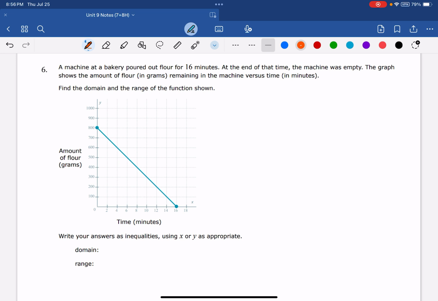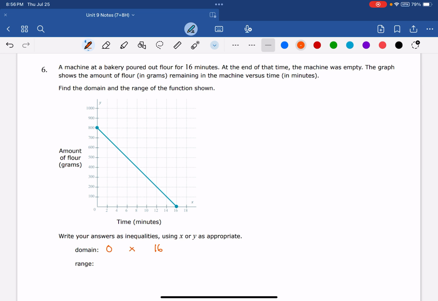All right. A machine at a bakery poured out flour for 16 minutes. At the end of that time, the machine was empty. The graph shows the amount of flour remaining in the machine versus the time. Find the domain and range for the function. All right, so domain is all our x, so our time, because that's our x-axis. So we started with 0 time, and how long till it emptied? 16 minutes, and time is continuous. So our domain is going to be 0 and 16.